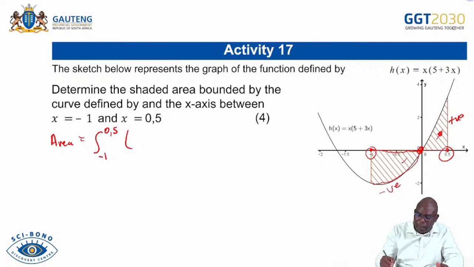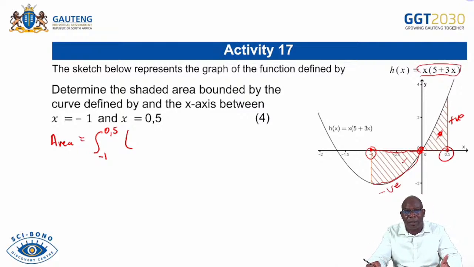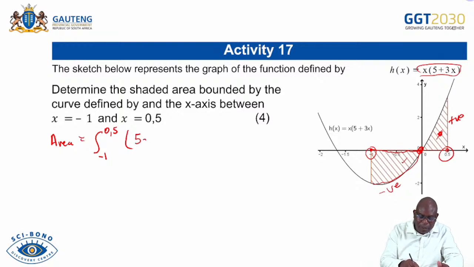Then from there, what do we do with that equation now? Can you see it's x into 5 plus 3x. So what should I do first? I then need to multiply x inside the bracket. I'm going to get 5x plus 3x squared dx.